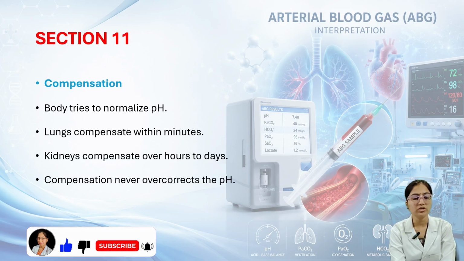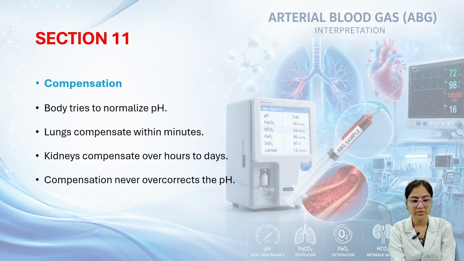Compensation is the body trying to normalize pH. Lungs compensate within minutes, and then kidneys compensate over hours to days. Compensation never overcorrects the pH.